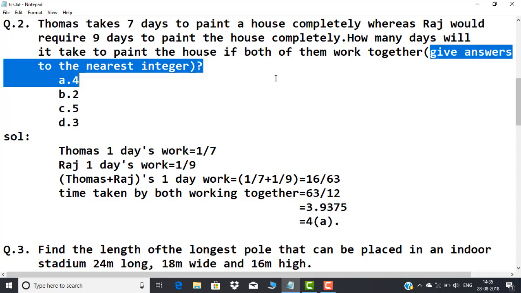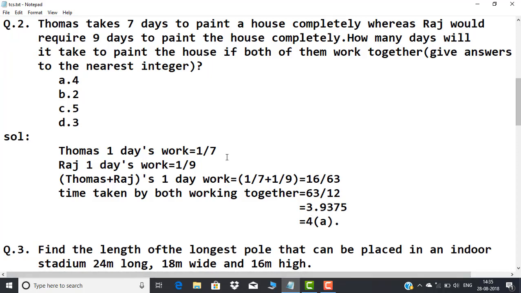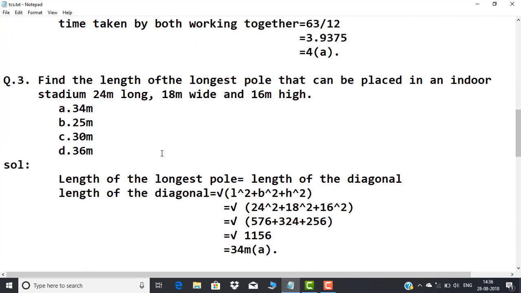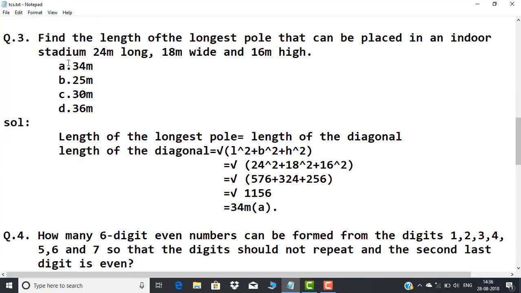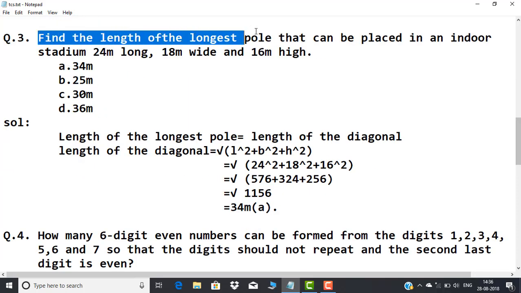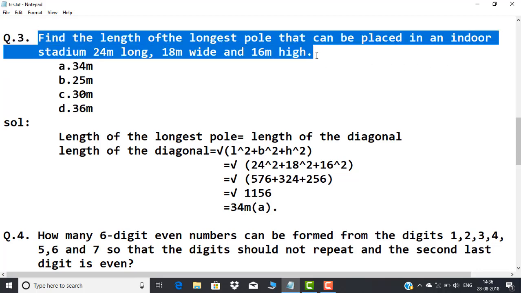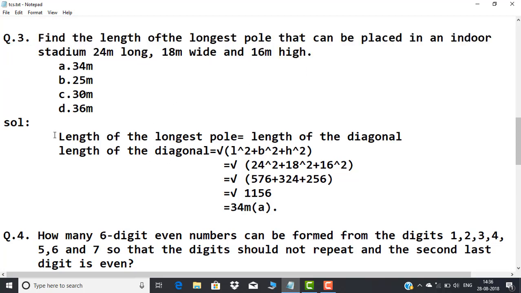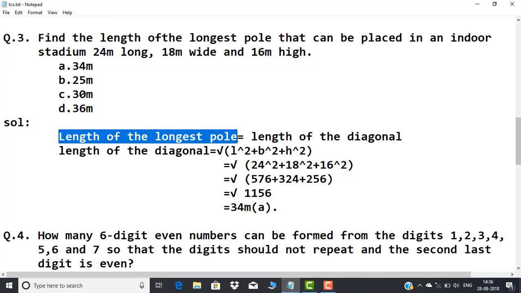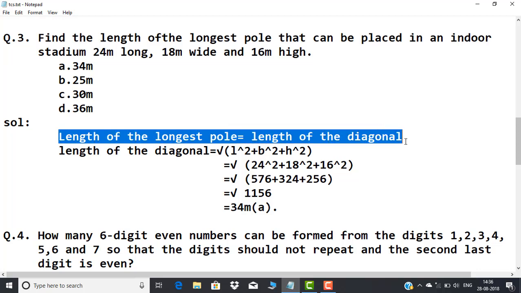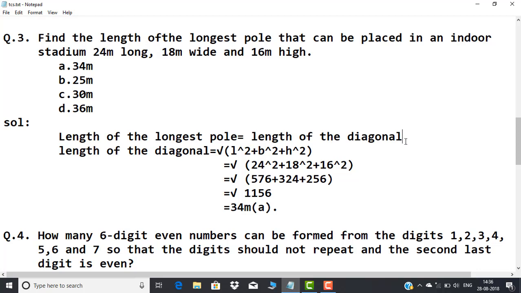In the question it is given to give the answer to the nearest integer. So our answer will be 4, that is the correct choice. Now moving on to question number 3. Find the length of the longest pole that can be placed in an indoor stadium, 24 meters long, 18 meters wide and 16 meters high. As we know, the length of the longest pole will be equal to the length of the diagonal, because in any figure the longest length will be the diagonal.